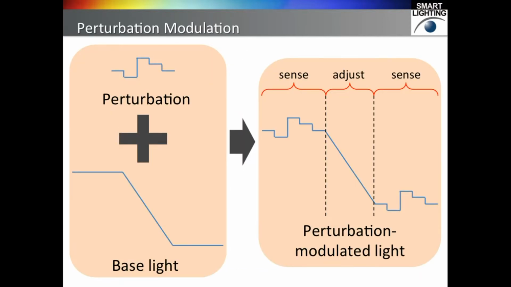So this is a diagram of perturbation modulated lighting. The base light is the light that we want to deliver to the room, and the perturbations are modulated to the base light. There are two stages: sensing stage, where we add perturbations, and adjustment stage, where we change the base light according to the occupancy.